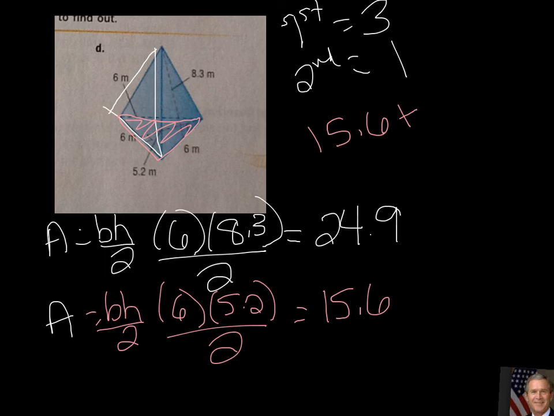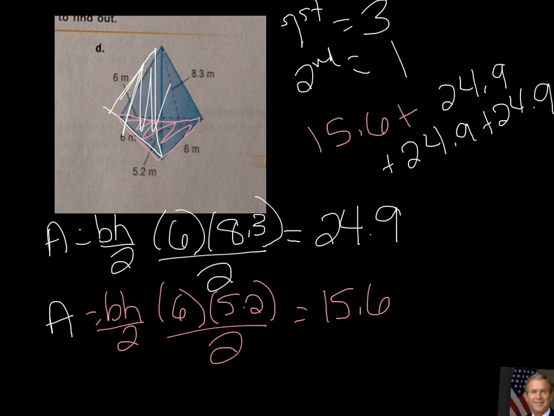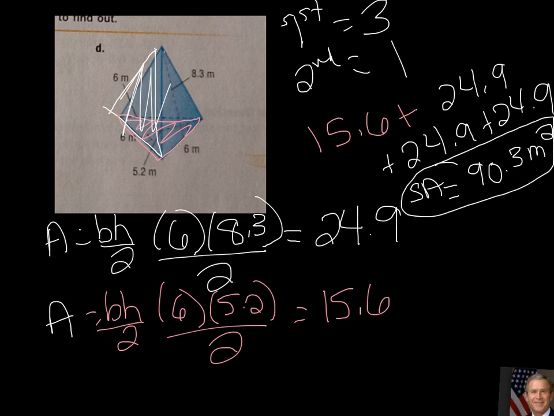And then there are 3 of these white triangles. So I'm going to add 24.9 3 times to find my total surface area. When I add all those together, I get 90.3 meters squared. Remember, it's surface area, so it is squared units.